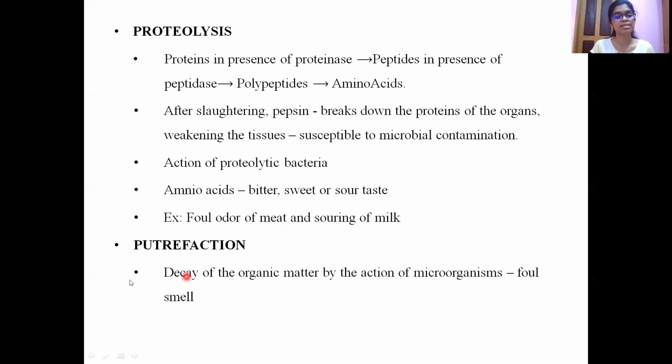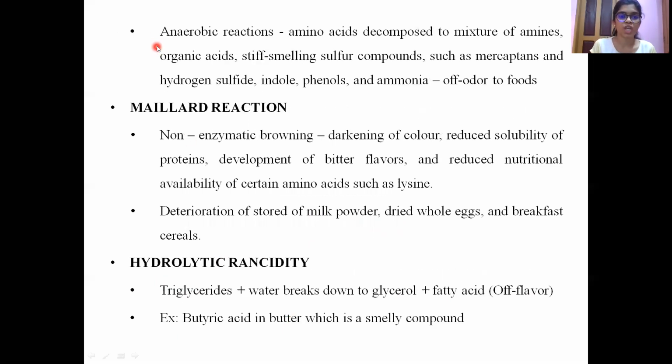Moving on to the next, it is putrefaction. Putrefaction is the decay of organic matter by the action of microorganisms, and it leads to a foul smell in the product. Putrefaction is a chain of anaerobic reactions where the amino acids are decomposed to a mixture of amines, organic acids, foul-smelling sulfur compounds such as mercaptans and hydrogen sulfide, indole molecules, phenols and ammonia. All these products, produced due to anaerobic reaction, cause the off odor in foods.